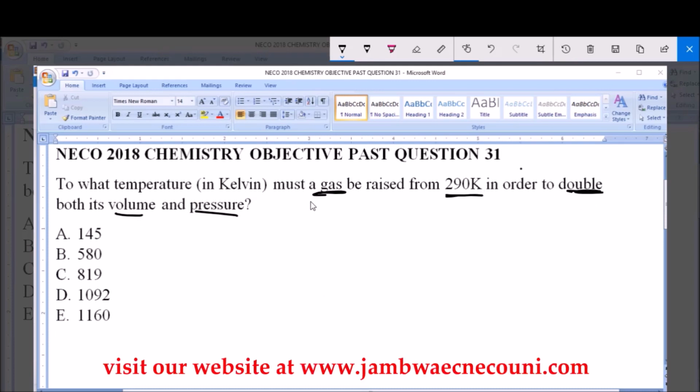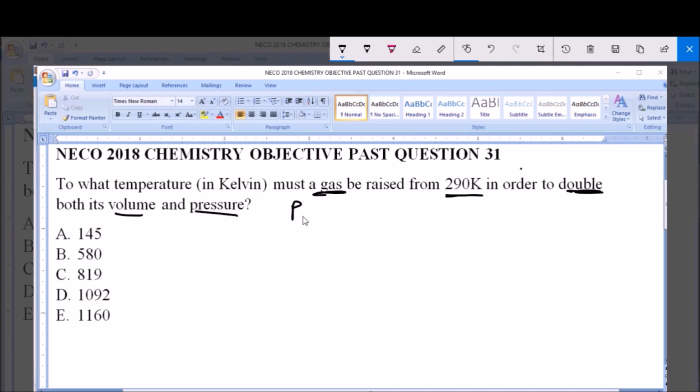So the formula that gives us the relationship between volume, pressure and temperature of a gas is the general gas formula or general gas equation, which is P1 V1 over T1 is equal to P2 V2 over T2. Now let's look at our variables.